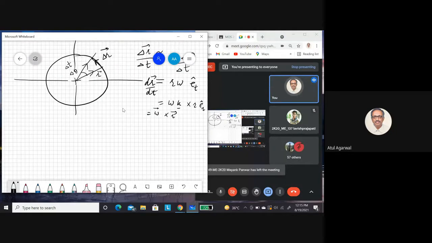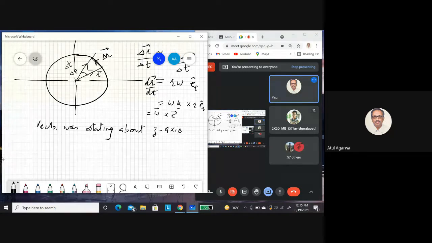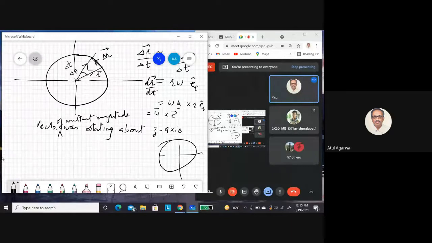Now in this case, what I did, I took a very simple situation where your particle was rotating, your vector was rotating about z-axis. So your vector of constant magnitude. You see what I did. I took a simple case, circular motion. Vector is just rotating. That's all. I don't have to tell it is position vector of a particle going around in a circle. It was just a vector of constant magnitude rotating about z-axis. Any problem with this?